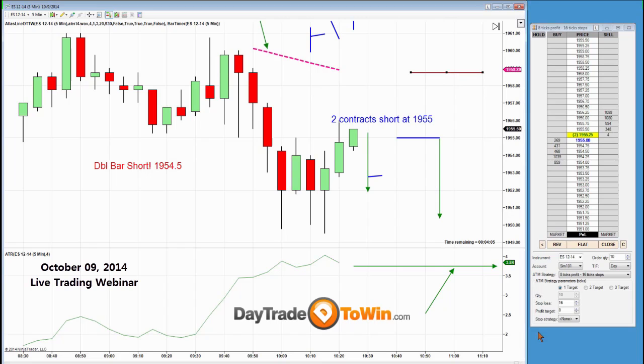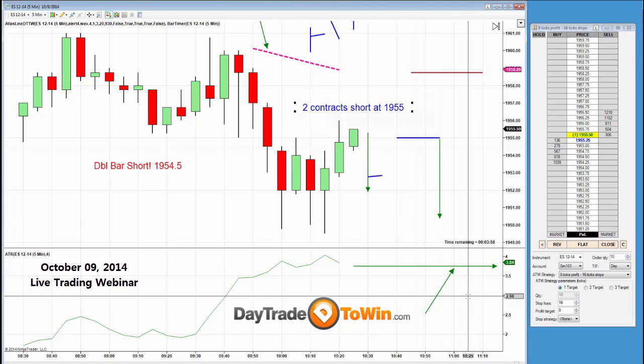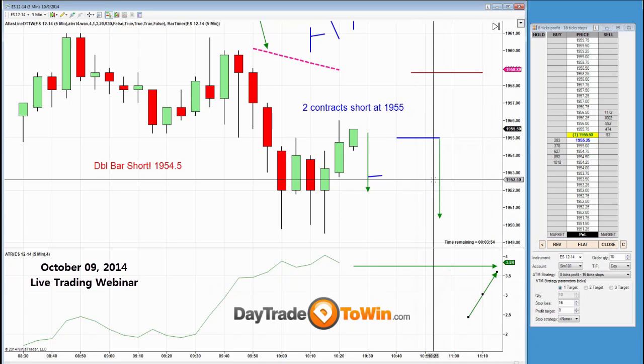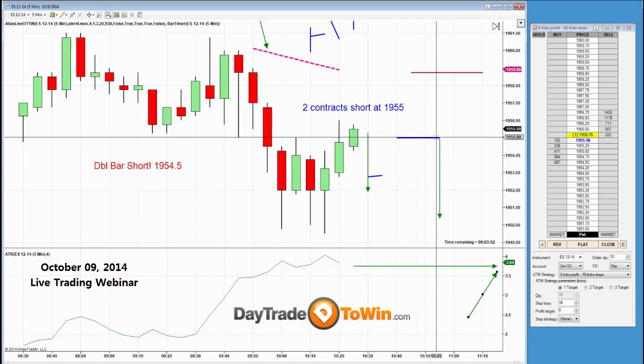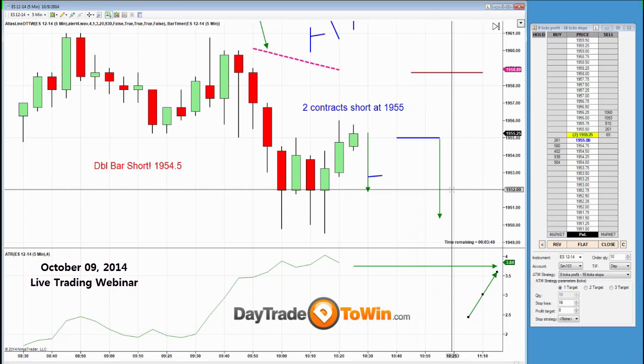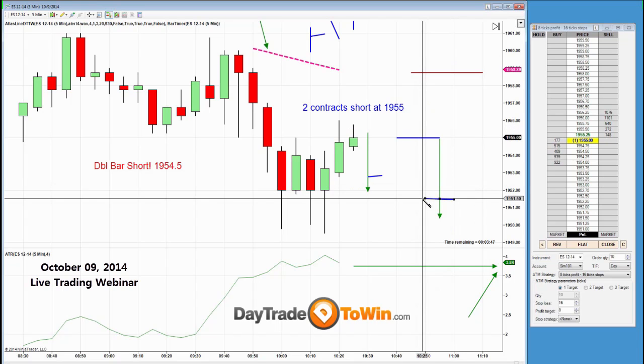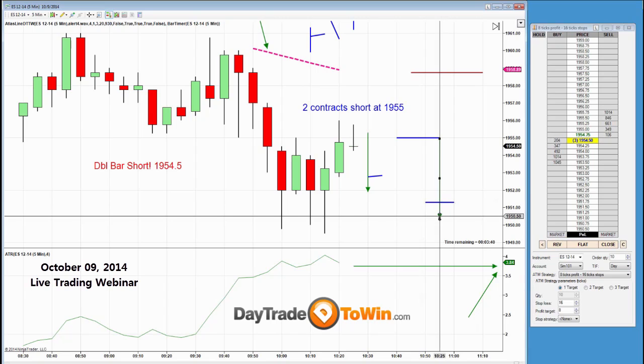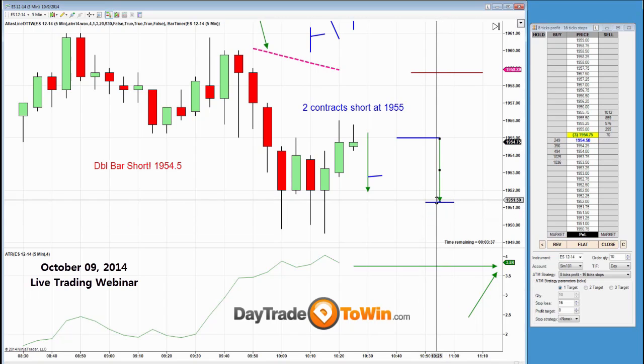Now, once the market makes this target, it's moved this distance, 15 ticks here would be 1951 1/4, I believe it is, if my math is right. Once it's moved 3 3/4 of a point, now you have a break even, a true break even trade.